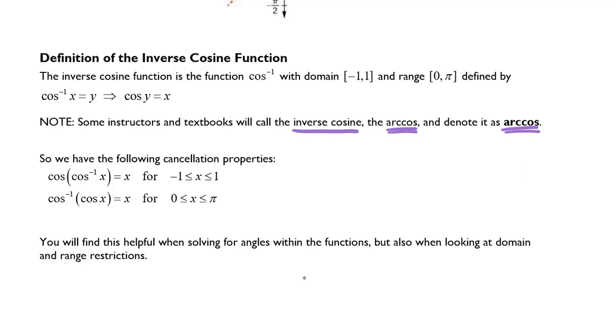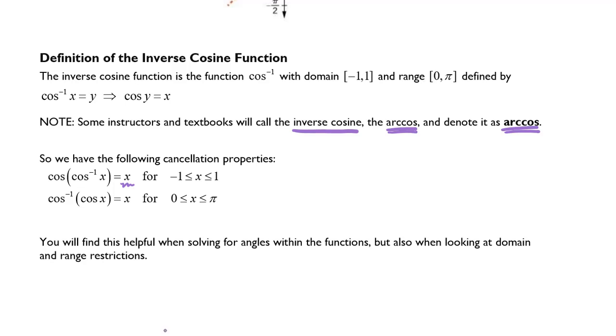So we have the following cancellation properties. Cosine of cos inverse of x just equals x. That allows us to get the angle out. And cos inverse of cosine x equals x for x on the interval from 0 to pi. We'll find this information very helpful for solving for angles within the function, but also when looking at domain and range restrictions.